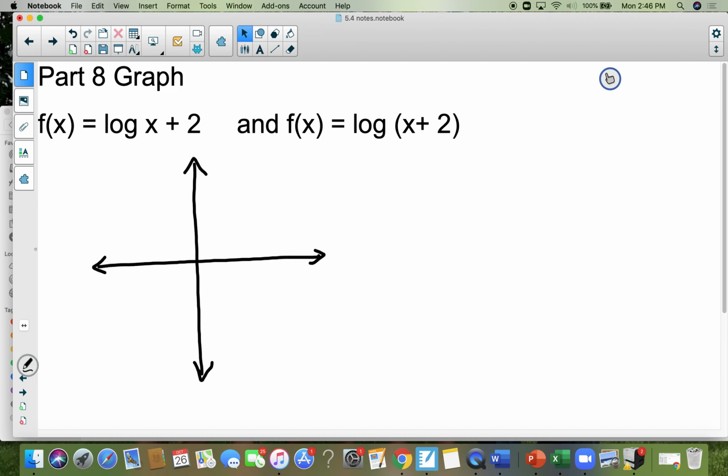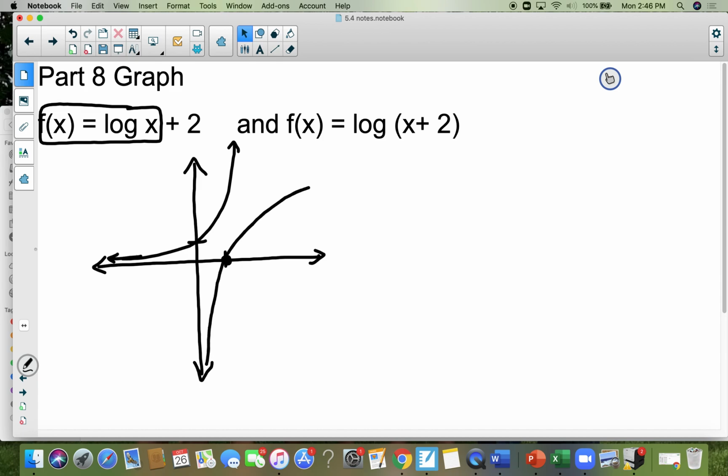You know what a log graph looks like? The log graph is the inverse of an exponential function. Remember, an exponential function goes through 0, 1 and has a horizontal asymptote, so the log has to go through 1, 0. Instead of a horizontal asymptote, it has a vertical asymptote. This is exponential, and this is a log. And you can see now that they're inverses of each other.